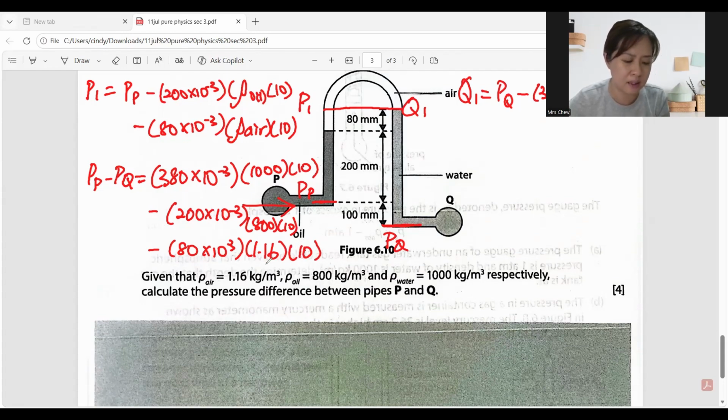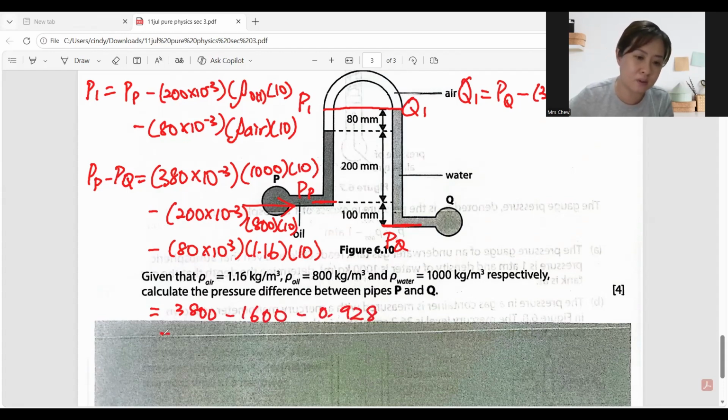And then you press the calculator, we will be able to get 3800 minus 1600 minus 0.928, and we will be able to get 2200 pascal. All right, so this is the answer. Try after listening to the solution, do it on your own again, and then see whether you can get the answer. And if you do, good job.